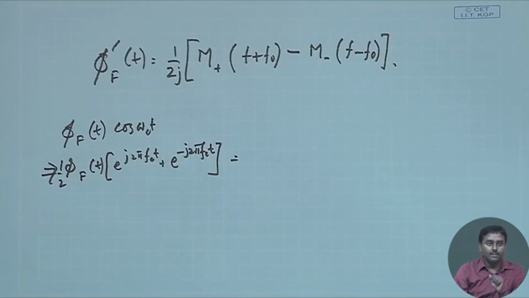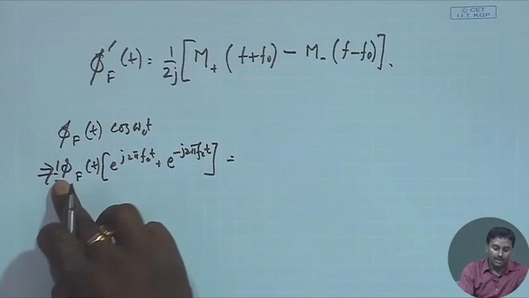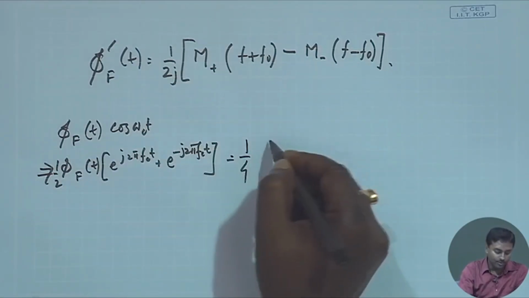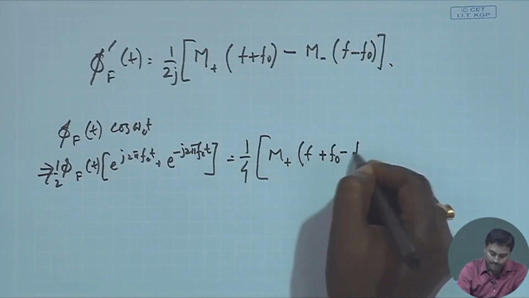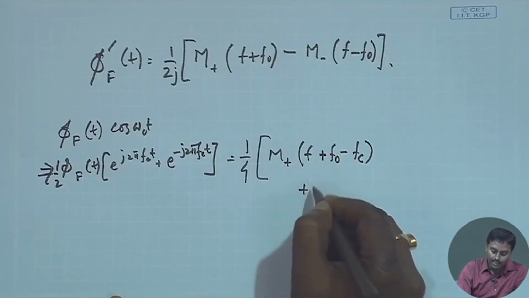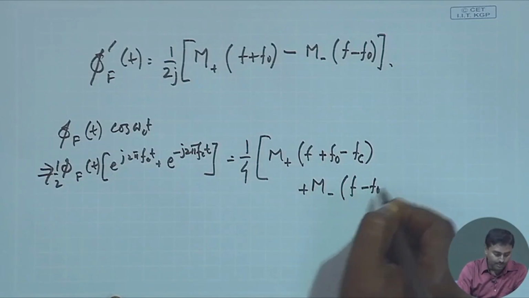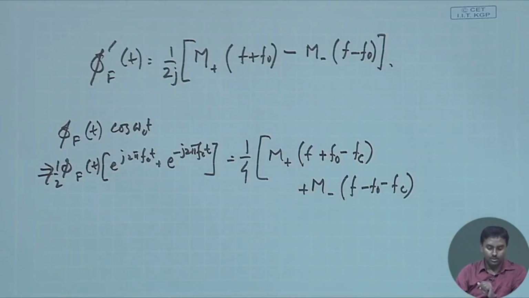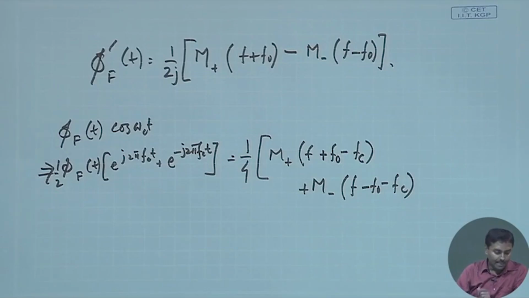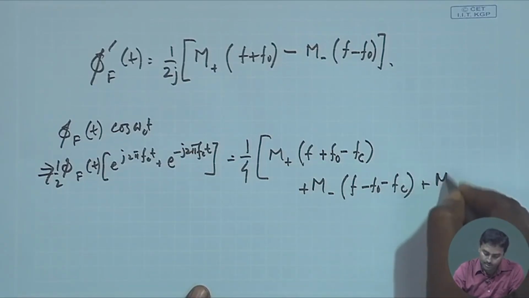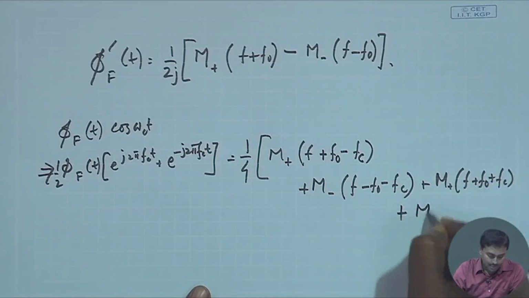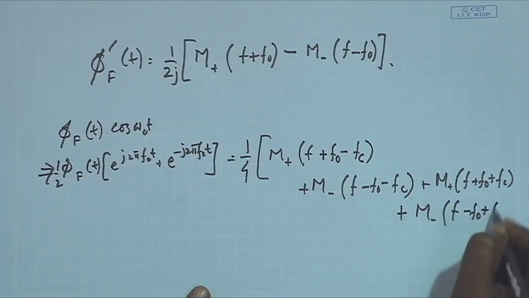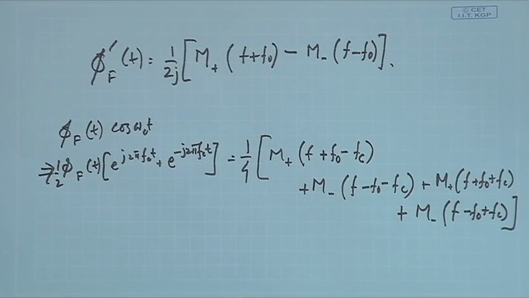Okay. So, if I employ the same technique of frequency translation, we will get again this half, and there is already one half. So, that should be 1 by 4, and I will get a term of m plus f plus f0 minus f c, this is one term, then I will get m minus f minus f0 minus f c, that is another term. So, this is multiplication by e to the power j 2 pi f c t, and then minus f c will give me another 2 terms, which is m plus f plus f0 plus f c, and then I get m minus f minus f0 plus f c. So, these 4 terms I get. Okay.